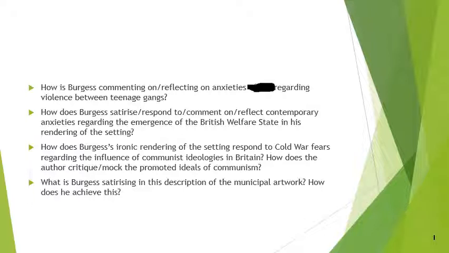And the third question, how does Burgess's ironic rendering of the setting respond to Cold War fears regarding the influence of communist ideologies in Britain? How does the author critique and mock the promoted ideals of communism? And indeed, through this, if you look at the municipal artwork, what was on the walls as he was walking back to his apartment, how does he satirize the description here? And how does he achieve this? So these are some key questions to look at in this extract. Best of luck. If you have any questions, just ask.